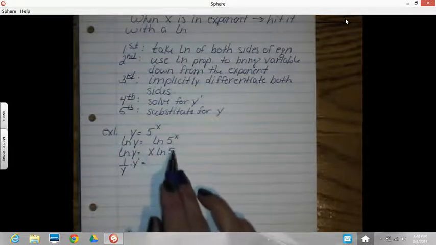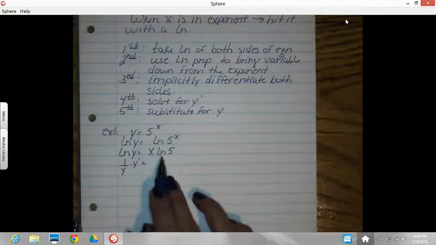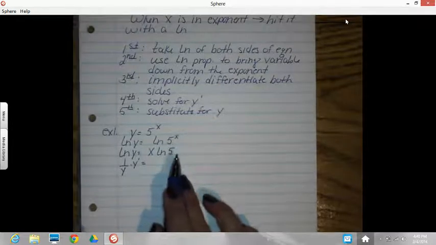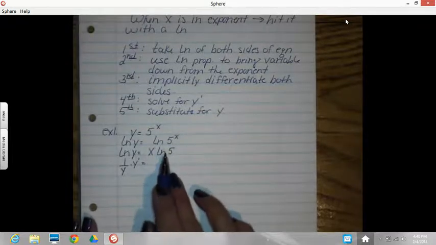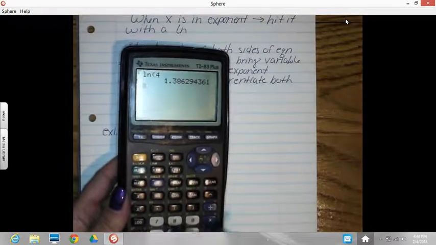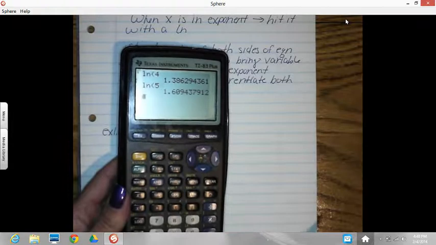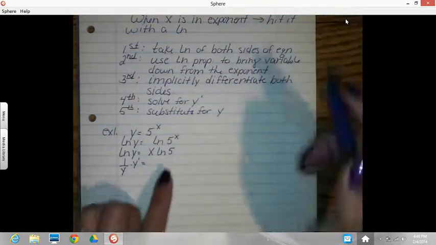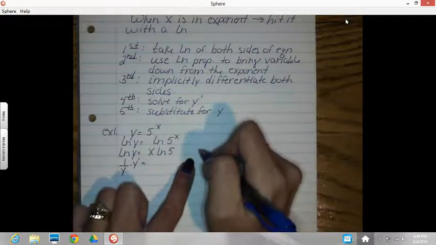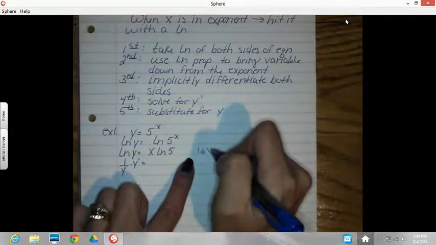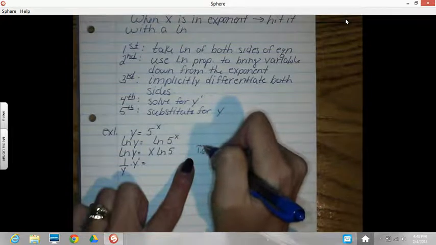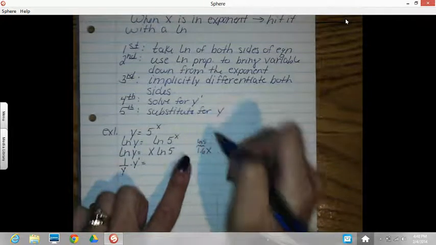Okay, big stumbling block for people right here. They see this natural log of 5 as a variable for some reason. This is a constant. The natural log of 5, let me take a look, calculator. Natural log of 5 is like 1.6 approximately. So what I actually have here, think of it as 1.6x. This is your natural log of 5. That's the value of it. So this is a constant.